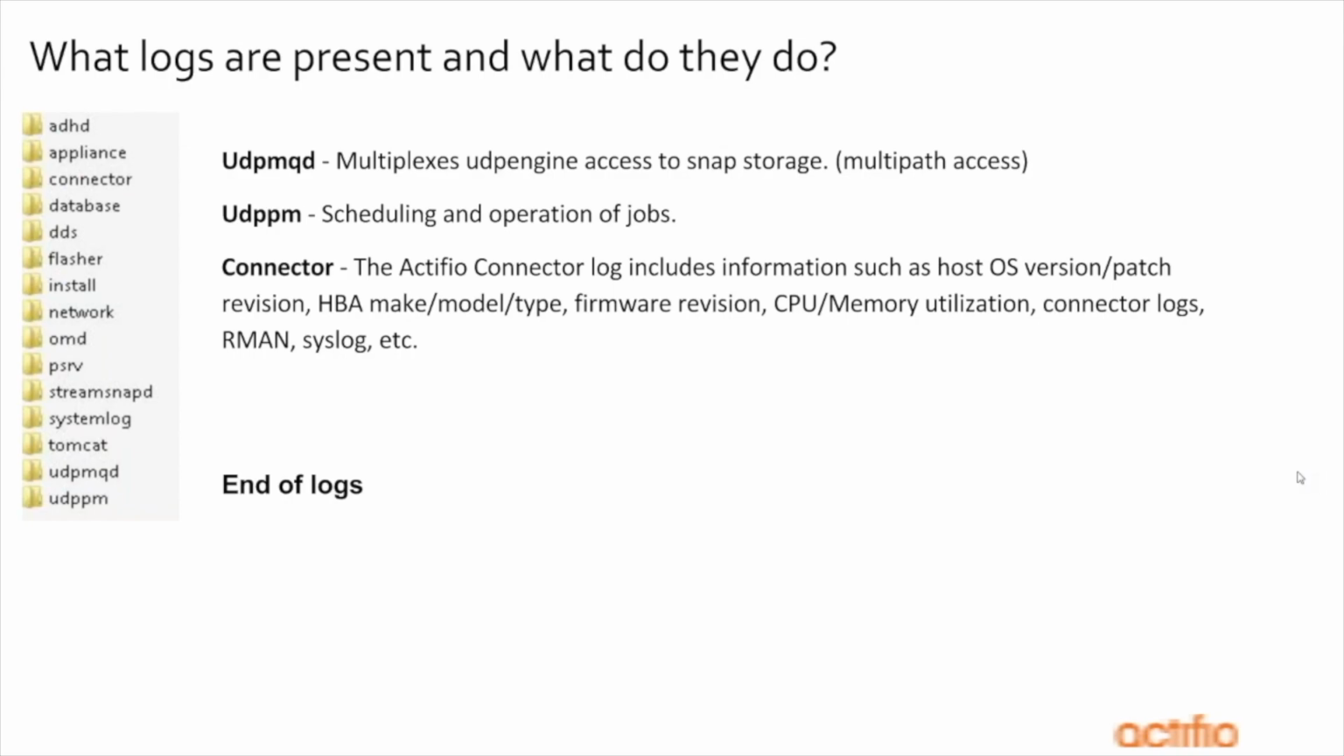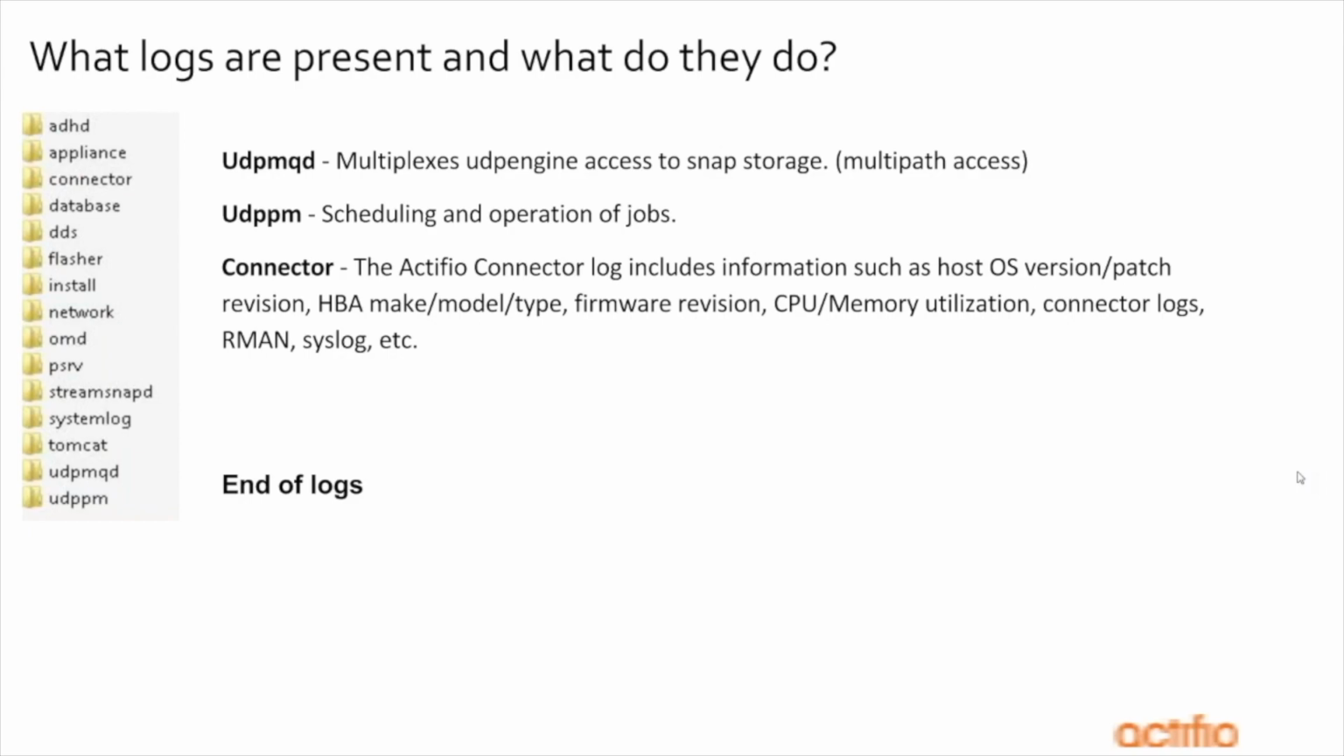We are leveraging the exact sort of multipathing that you are going to set up between your physical host or your virtual cluster and your storage. So if you've got 4 or 5 paths that we can access your storage with, the UDP MQD log will describe how we're utilizing those different paths to get the UDP engine into play in multiple channels.